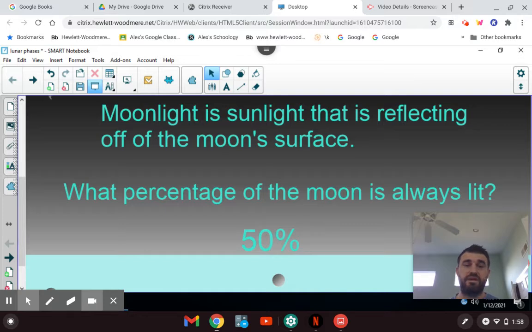All right? When we see the entire daylit side, that's what we call the full moon. When we see the entire night side of the moon, that's what we call the new moon. And every other phase is something in between the full portion and the new portion. In a normal lesson, I would pause for some questions, but if you have any questions, please feel free to email me, and I'll answer them as soon as I can.